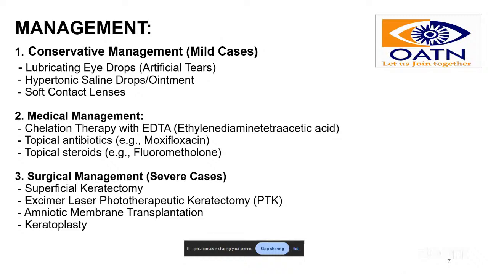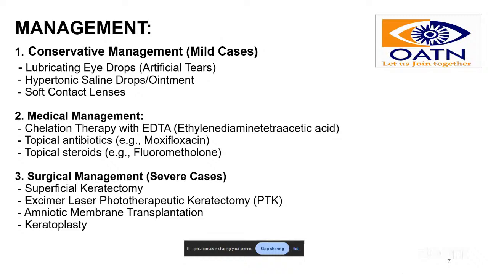Surgical management is usually performed in severe cases, where superficial keratectomy is performed if chelation therapy is insufficient, in which the outer layer of the cornea, especially the epithelium and Bowman's layer, is removed to treat this condition. Excimer laser phototherapeutic keratectomy is usually performed in cases of deep calcium deposits. We use the laser to remove the affected corneal tissue and improve its transparency.